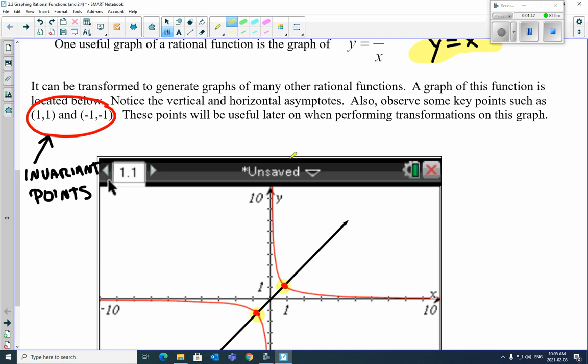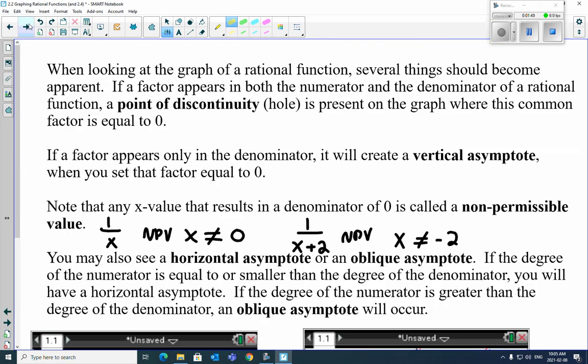Okay, so flip the page and let's look at some other stuff here. So next one, several things should become clear, right? The point of discontinuity, there could be a hole in the graph. What happens is if a factor appears both in the numerator and the denominator. Now, what we're going to do is a whole bunch of rules. Don't stress too much. In the next lesson, 2.3, the rules are laid out really, really clearly. This is just to give you kind of an idea of what we're doing.